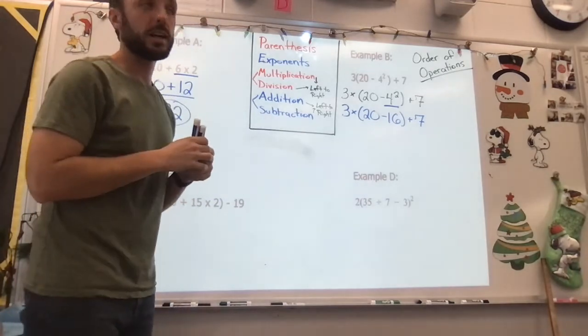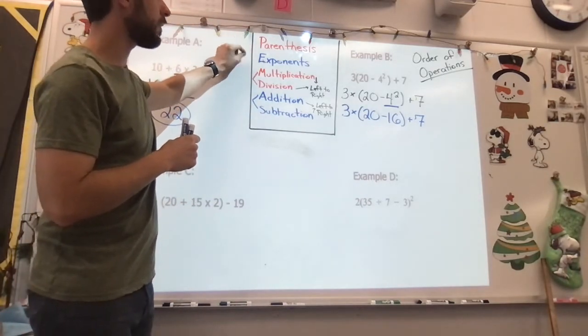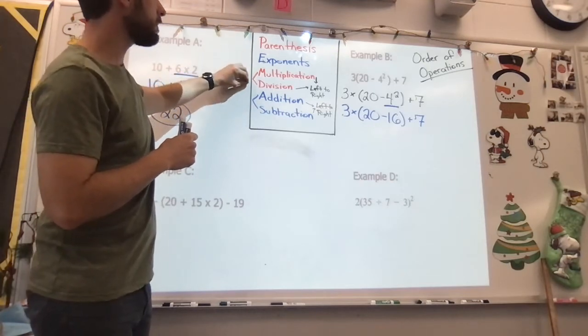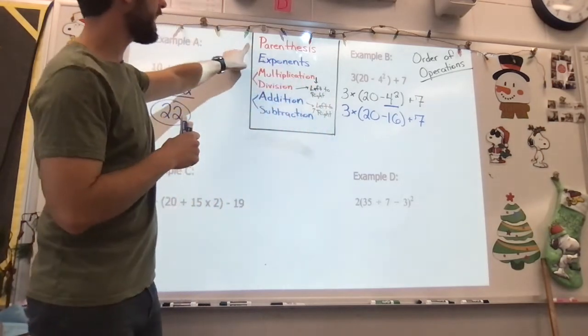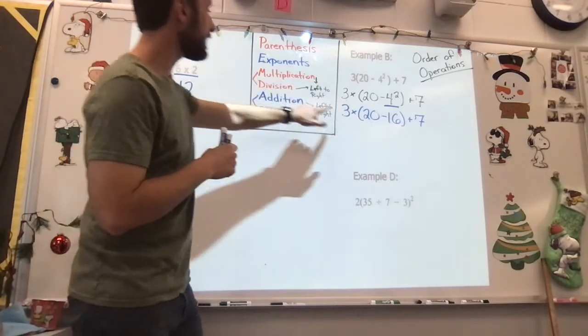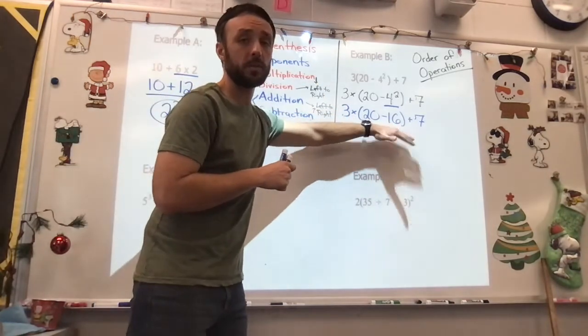Now I go back to my checklist. Do I have parentheses? Yes. Do I have exponents inside those parentheses? No. Do I have any multiplication or division? I do, but I still have to do my parentheses first. Like, I know I see multiplication here, but I can't do that multiplication until I get rid of those parentheses.